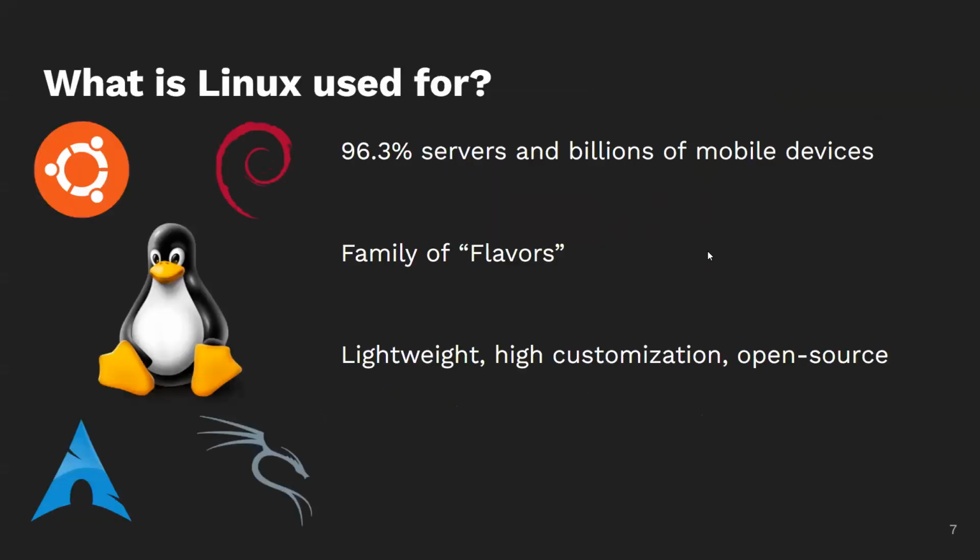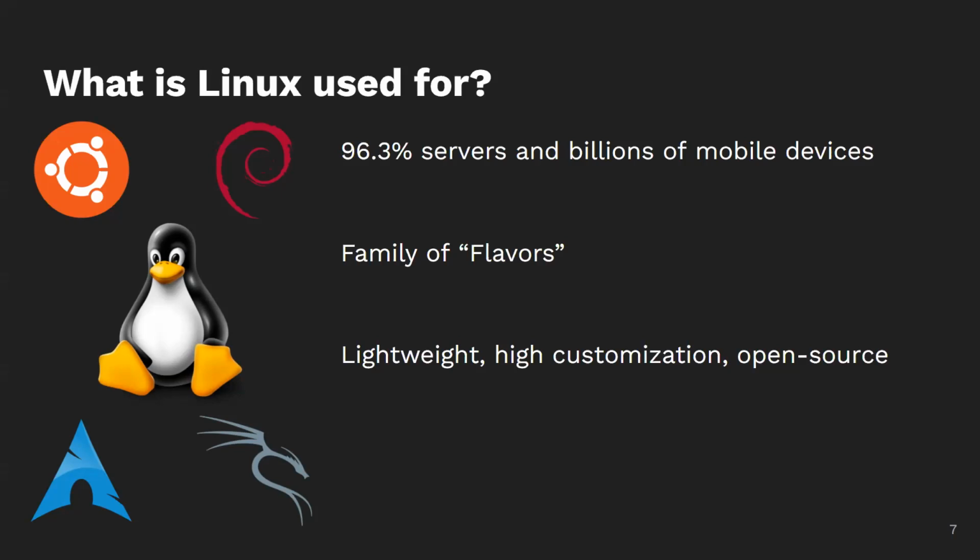By far, the number one thing that Linux is known for is servers. Approximately 96.3% of the top 100 million, I believe, servers in the world are using a Linux distribution. And I believe as of 2021, all like 500 of the world's supercomputers run a version of Linux as well. And that's not even to include the billions of mobile devices. Ever heard of Android? That is a version of Linux as well.